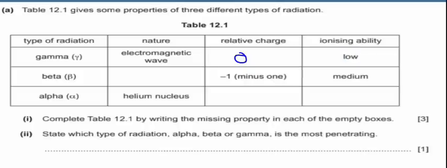So in talk of ionizing ability, specifically ionization, this is the ability of a metal or a non-metal to form an ion or a cation. So let's come to beta. The nature of beta is that of an electron. So we can say an electron.